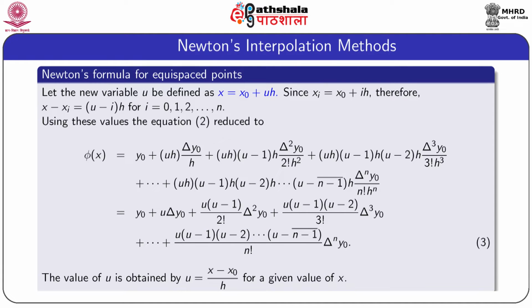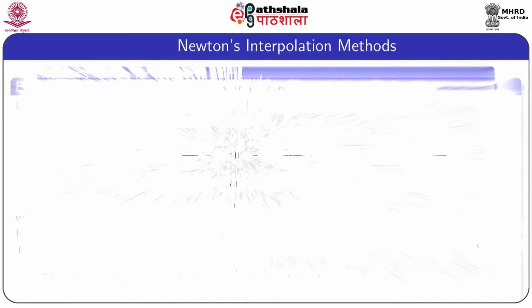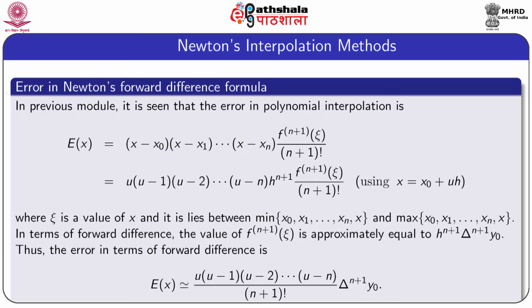So, this is the final expression for the Newton forward difference interpolating polynomial, where the variable u is x minus x0 by h, and note that this variable has no dimension. So, this is finally the Newton forward difference interpolation formula. But this polynomial also contains some error. That error can be determined by the following formula.